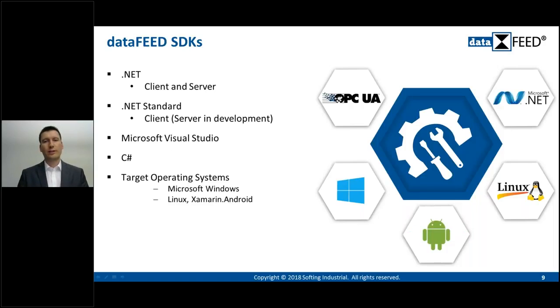If we have a look at our .NET portfolio, there we have the .NET toolkit for client and server, and we have the .NET Standard toolkit, the latest and freshest kit in our portfolio. There we provide also solution files for Microsoft Visual Studio, and the target operating system for the .NET toolkit is only Microsoft Windows, and for .NET Standard, you can also deploy your application to Linux and Android. For .NET Standard, we currently have only a client API. The server is currently in development and will be released probably this quarter.